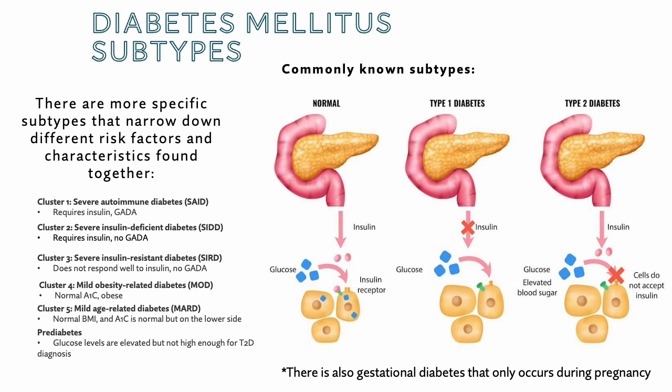In the middle, we see type 1 diabetes. Here, the pancreas isn't producing much or any insulin, indicated by the red X over the insulin. Without this key, the glucose can't get into the cells, leading to high blood sugar levels.